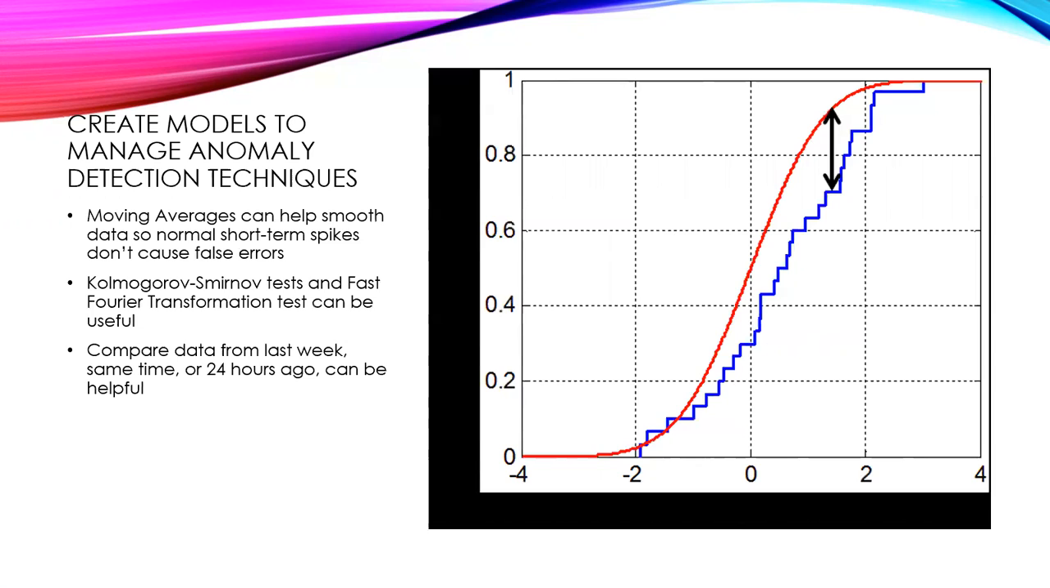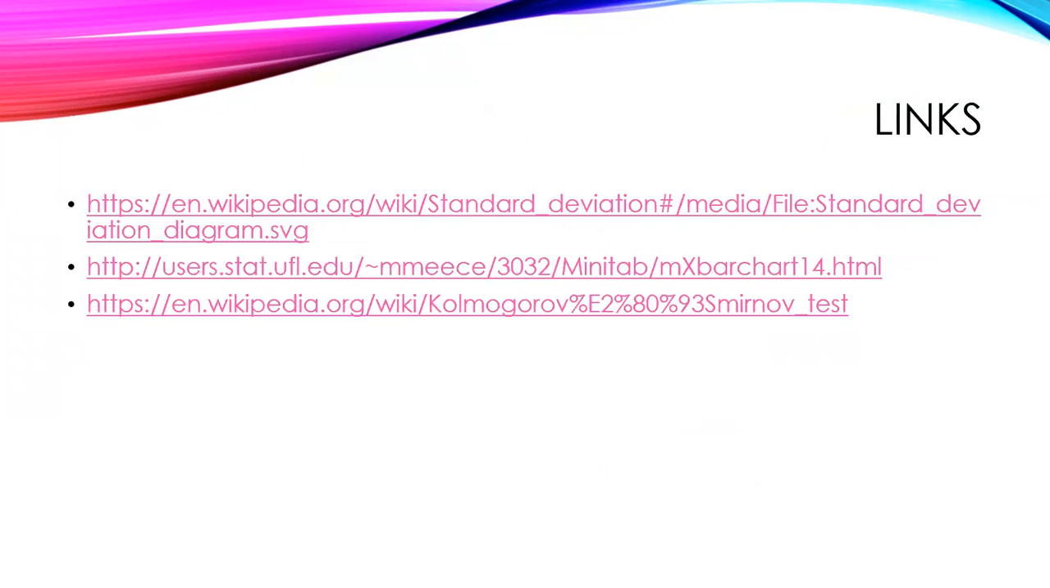A moving average can help smooth out data so that short-term spikes don't cause alarms as if they were fatal errors. As I mentioned, compare your data from last week as well as 24 hours ago. You'll find that more informative.